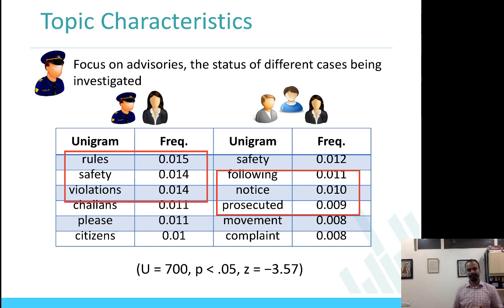and topics like that. In terms of only citizens talking about it, it's actually following the content, notice, prosecuted. The interactions that citizens have are mostly focused on those topics. This just gives you a sense, and the highlighted parts are basically to tell you how the differences are in terms of the topics: following, notice, and prosecution versus rules, safety, and violations. So this gives you a sense of what kind of topics are discussed when police post and the interactions happen between police and citizens and between only citizens.